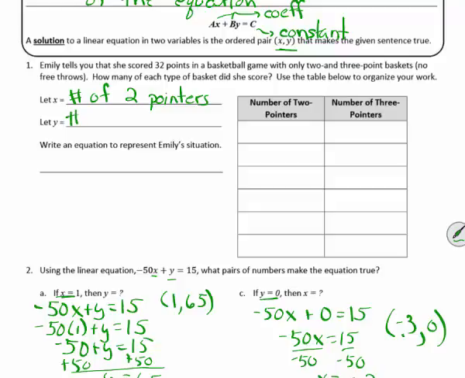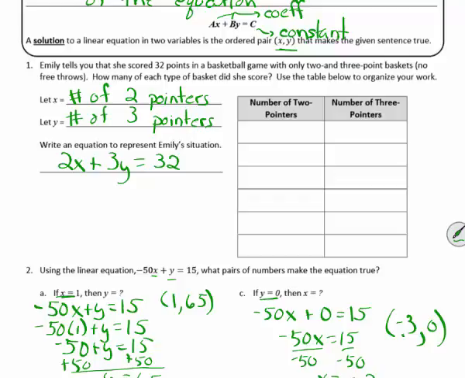And y is going to be the number of 3-pointers. So my equation, right, the number of 2-pointers, x, times 2 points, 2x, plus the number of 3-pointers times how many she made, 3y, has to be our 32. All right, so that's where that equation would come from.